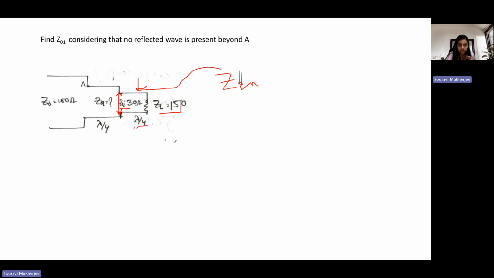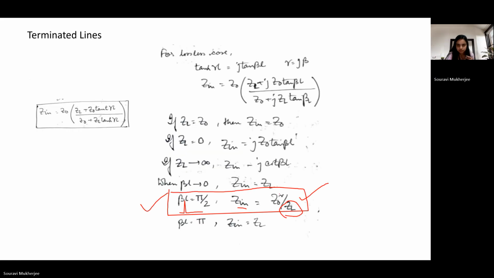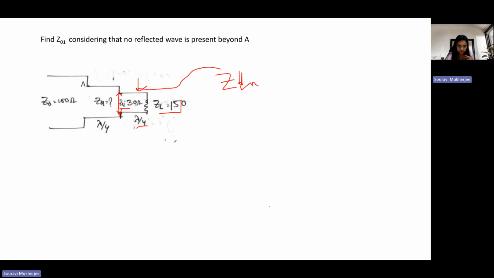And what will that be? Z naught square by ZL, right? Basically, you're using this formula. Z naught square by ZL, you know Z naught, you know ZL. So you have to find Z in. Very simple, right? So if you do that, how much do you get? So 30 into 30 by 150. Okay? So that is 6. So that is your Z in.